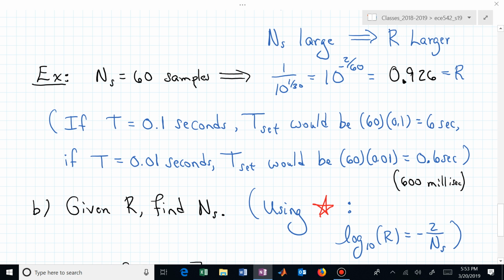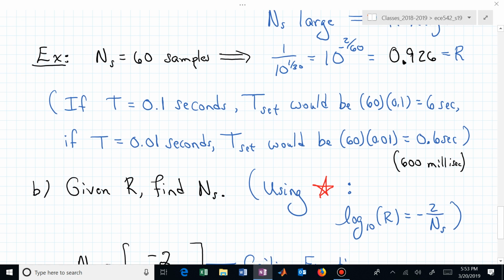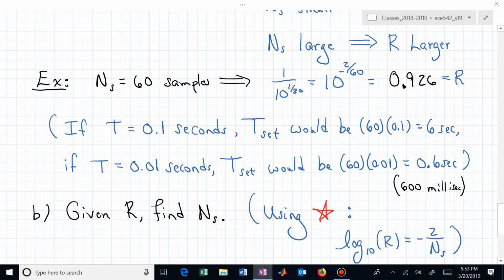What if I went the other way? You know what, I was writing these notes late last night. That's what the problem was. I apologize. My notes are correct. My writing was wrong. Now I think it's corrected. Okay?